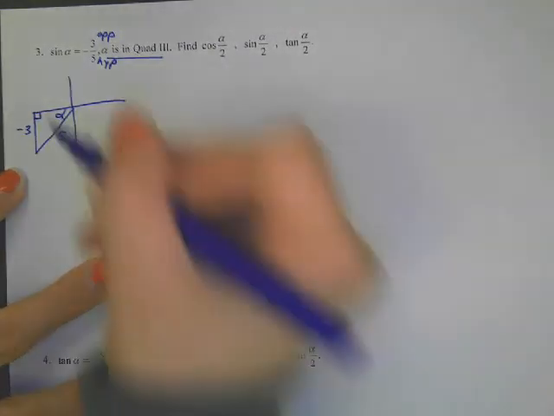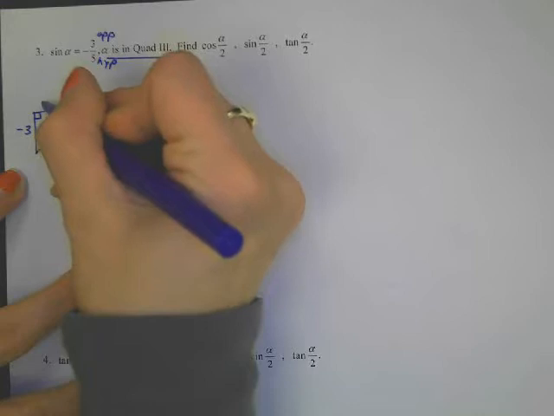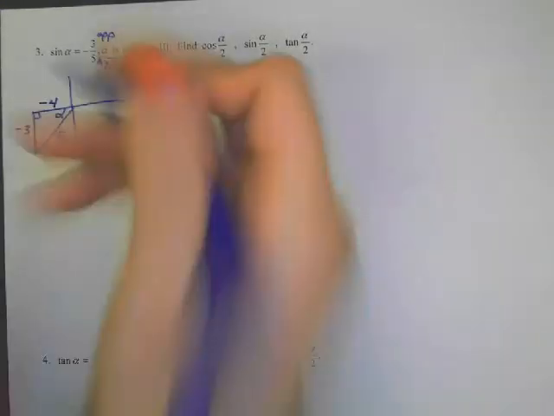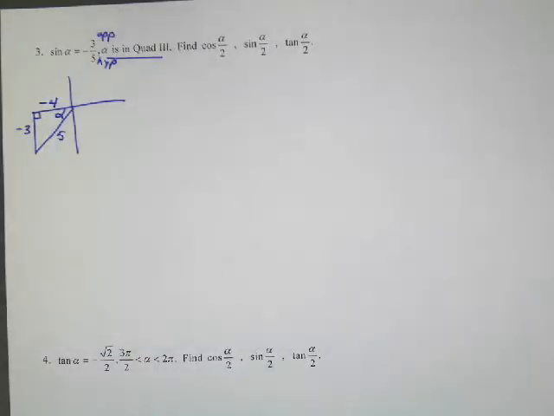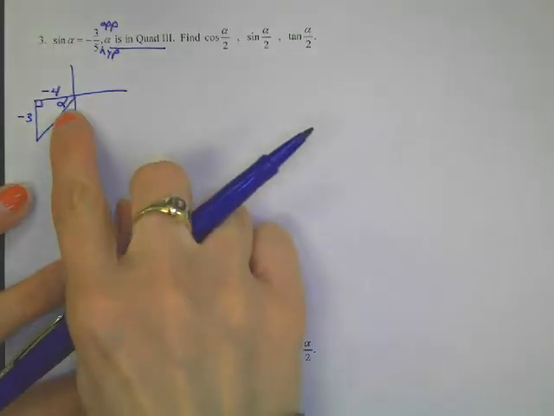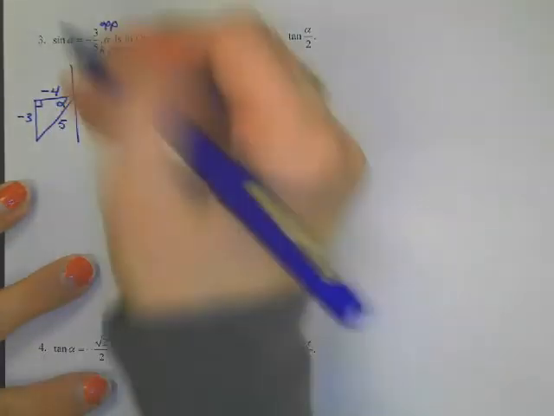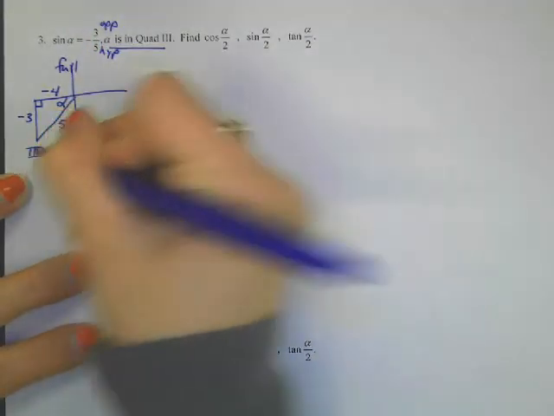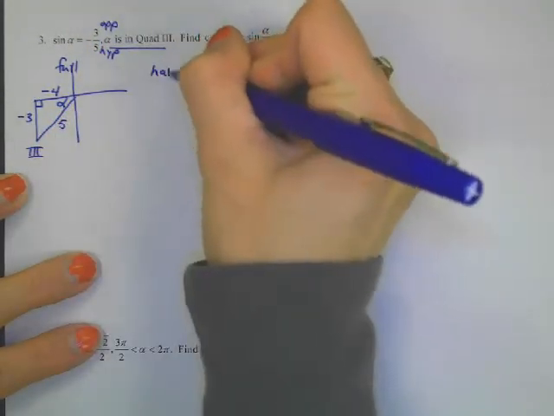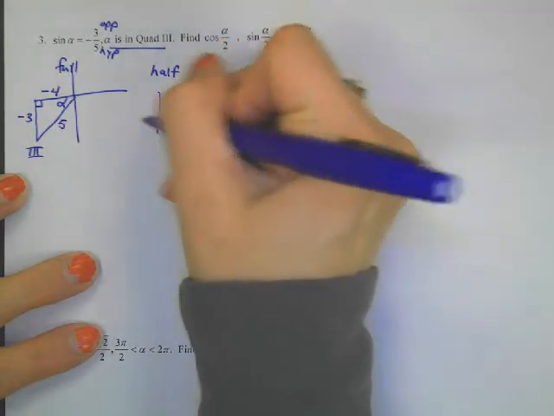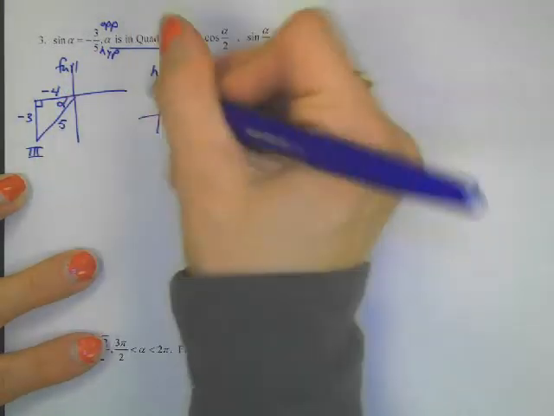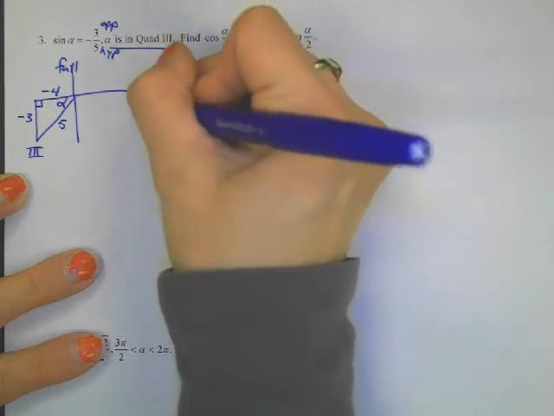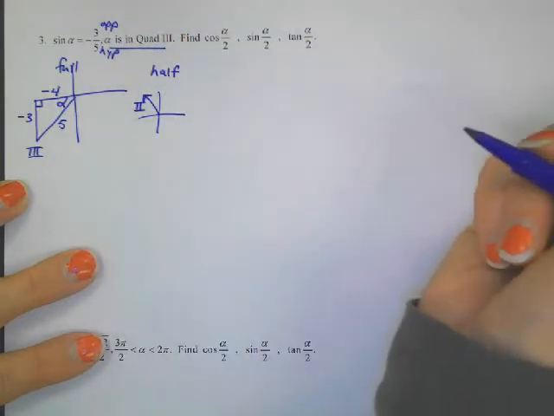And, oh, this one's nice. It's a 3, 4, 5. So let's put, what did you say? Negative 4 on the adjacent leg. Now, this is alpha. This is the full angle. So if this is the full angle, starting in quadrant 3, where would the half angle be? The half angle, when you chop angles in quadrant 3, they go to quadrant 2. Okay, the half is in quadrant 2.